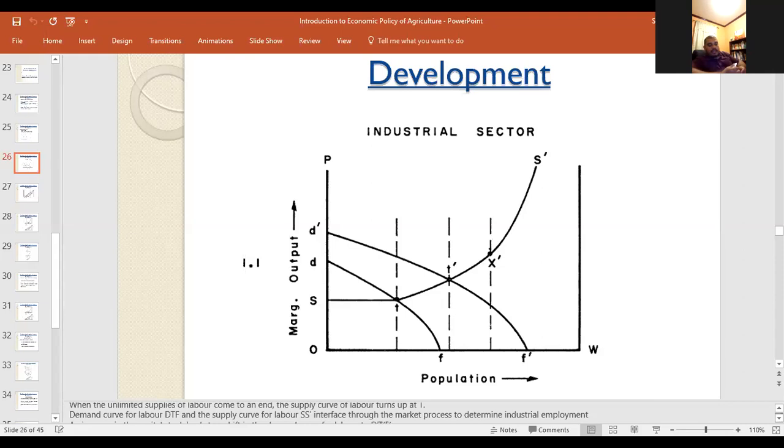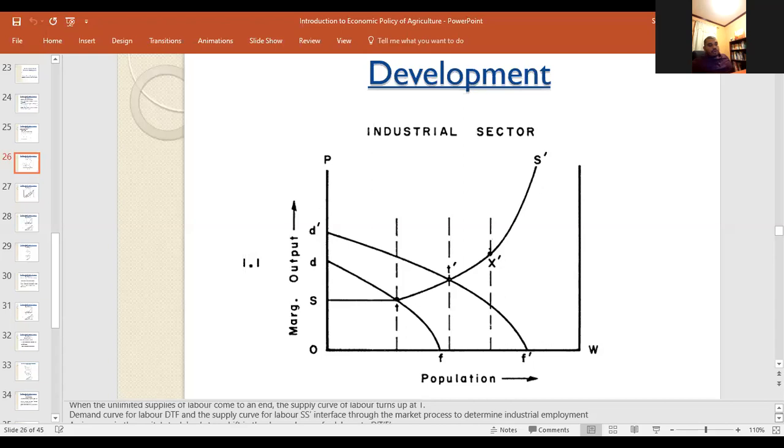Now, when that unlimited supply of labor comes to an end, you'll find that the supply curve actually begins to turn up. If you look at T, where you see the curve DF and the vertical supply of labor, T occurs there, and no longer do you have unlimited supplies of labor. In this situation, the supply curve changes from being horizontal to upward sloping, as does the classical supply curve in the ordinary market. So we can see a pattern emerging: when the supply of labor is unlimited, the curve will be horizontal, and when that unlimited supply of labor comes to an end, the supply curve will begin to turn up.